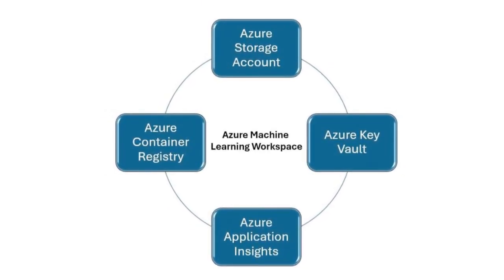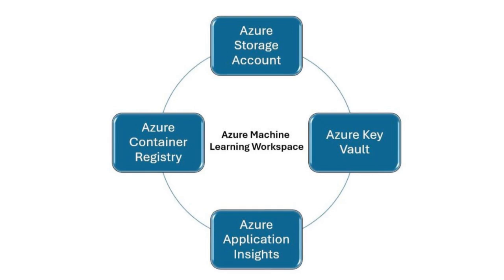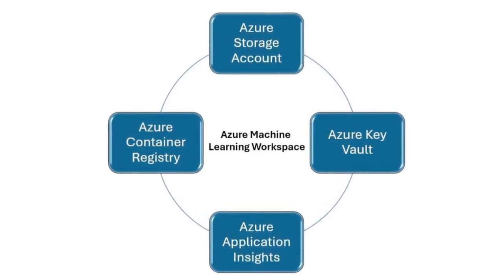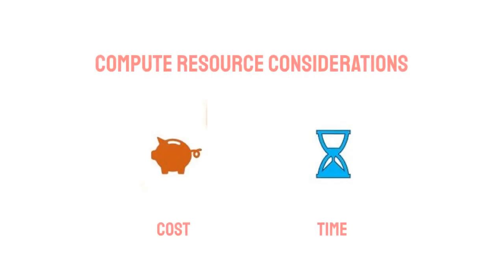Provisioning Azure Machine Learning resources. To start using Azure Machine Learning, you first need to create a workspace in the Azure portal, which will automatically provision other necessary resources. Choosing Compute for training. When training a model with Azure Machine Learning, you'll need to choose compute resources to run the process. It's important to monitor both time and cost to find the right balance.